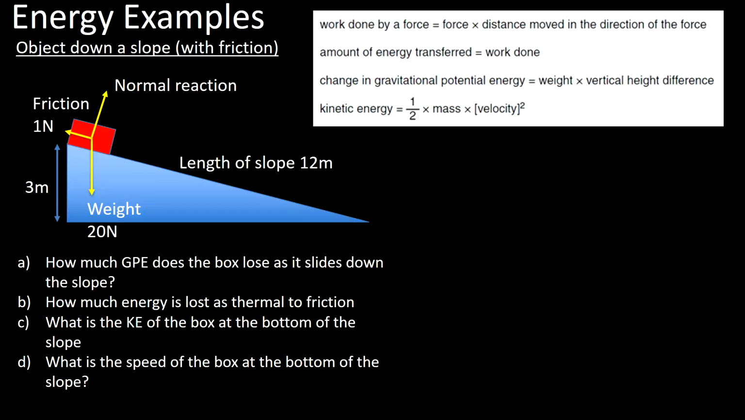Okay, so the same thing really as before. We've got a box sliding down a slope. So the complication here is we've got a few more forces acting. We've got normal reaction as well, and we'll talk about why that one doesn't really matter in a second. And this time it looks harder because the forces are all pointing in different directions.